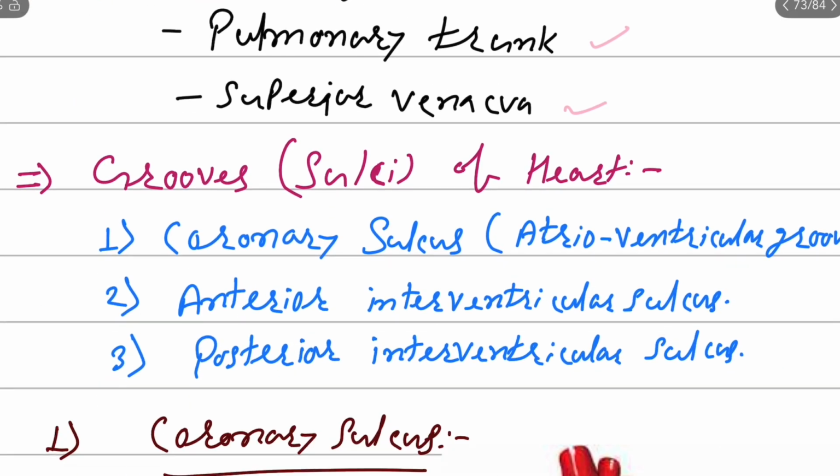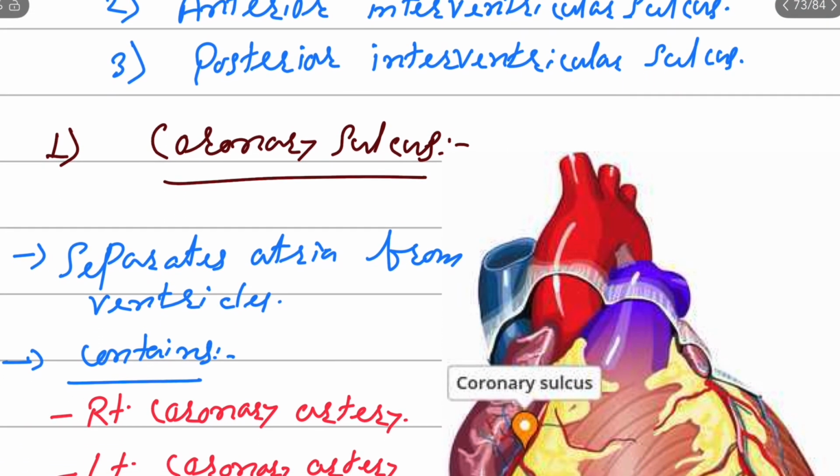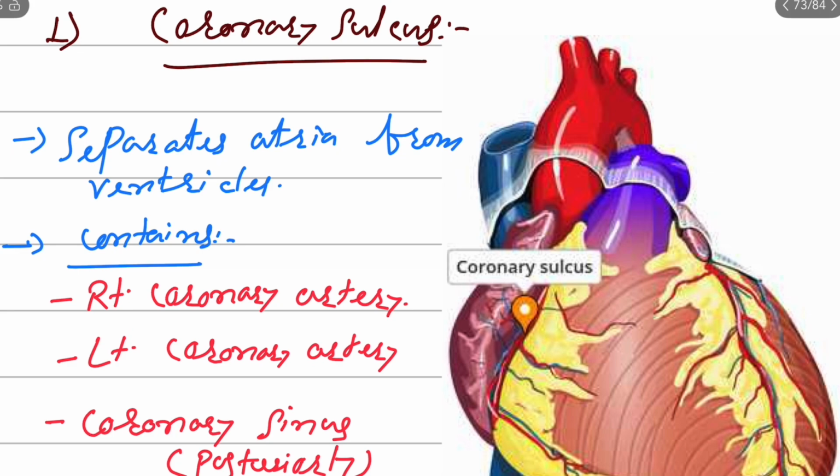Grooves, sulci of the heart. There are three sulci or grooves of the heart. The first is the coronary sulcus, that is the atrioventricular groove, the second is the anterior interventricular sulcus, and third is the posterior interventricular sulcus. Now discuss the first, the coronary sulcus. It separates the atria from the ventricles.